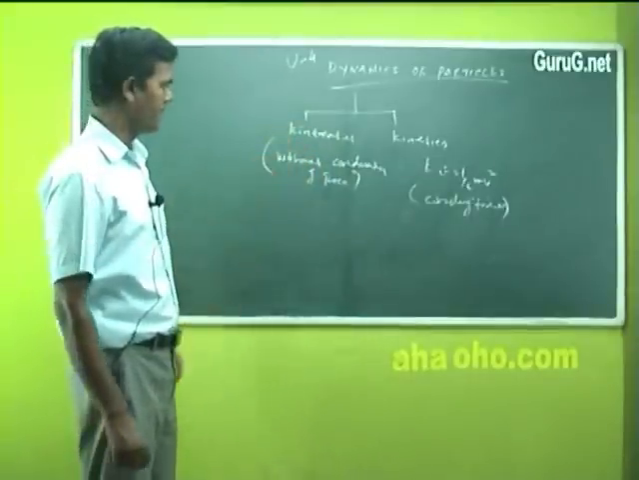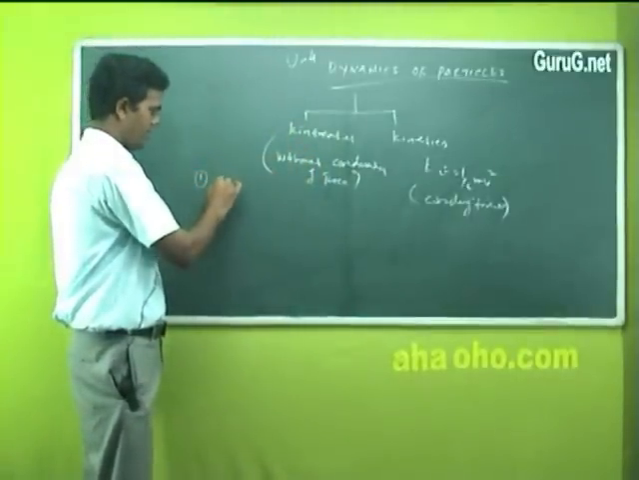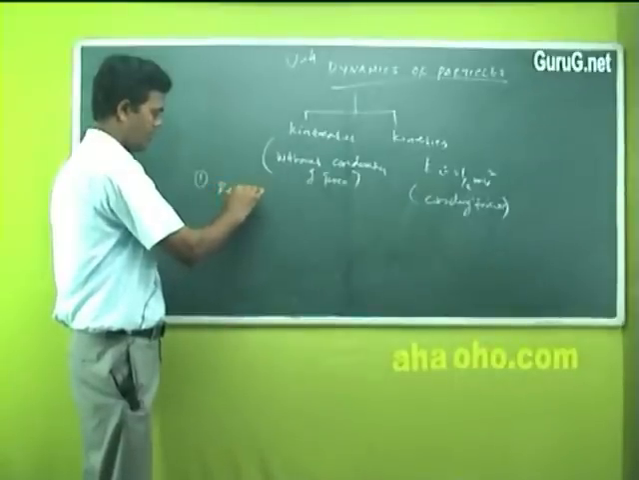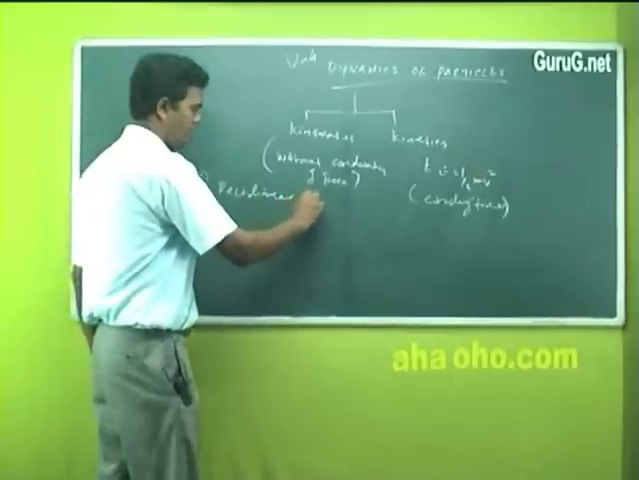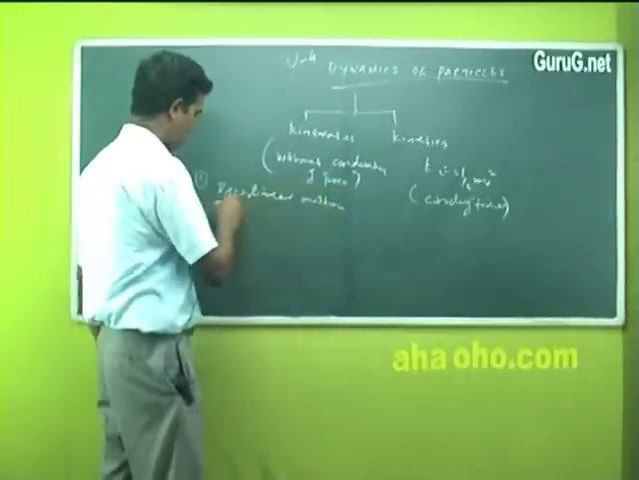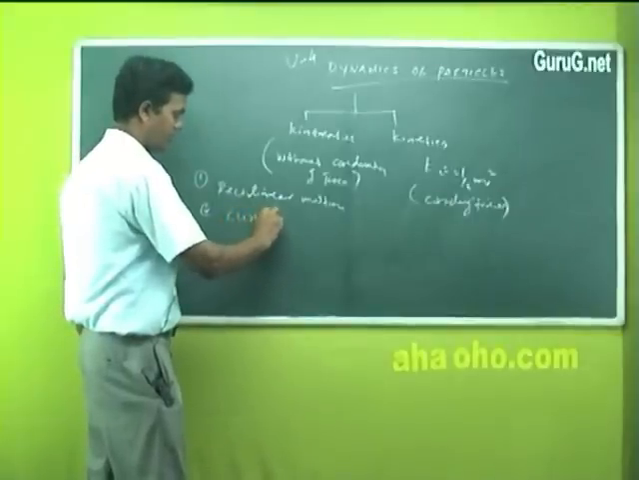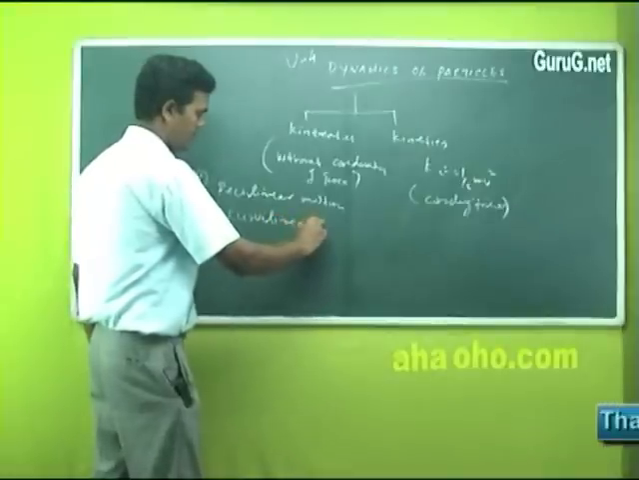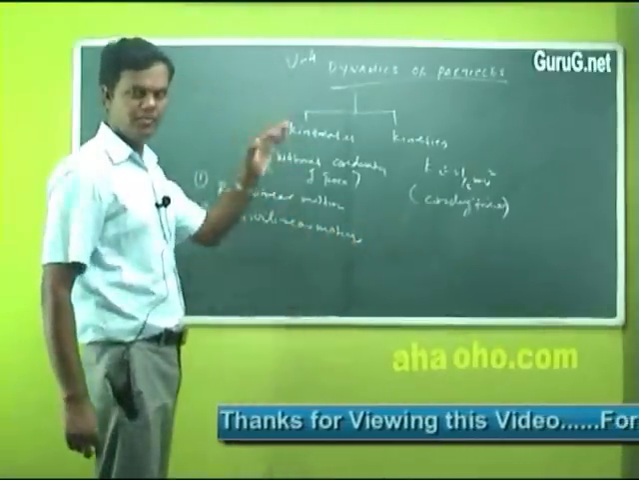Now under this we have something called rectilinear motion. Another one is called curvilinear motion. All this you have done in your plus 2, but still, just an overall view of this.